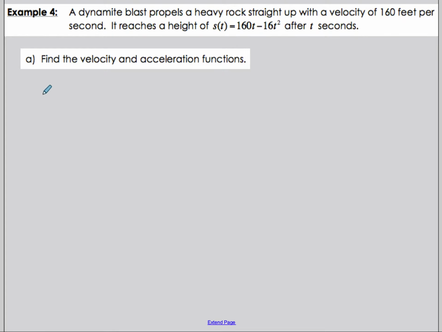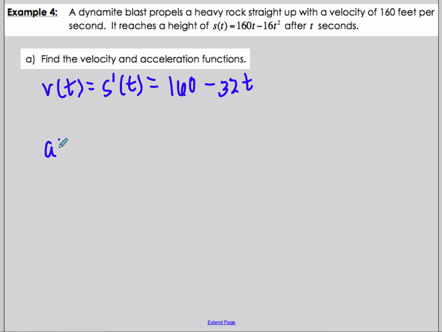Okay, so velocity, so v of t, is really just equal to s prime of t. Finding the derivative of our original function gets us our velocity function. So if I take this derivative, I would have 160 minus 32t. That's my velocity function. Then to go ahead and find my acceleration function, a of t, that's our second derivative.